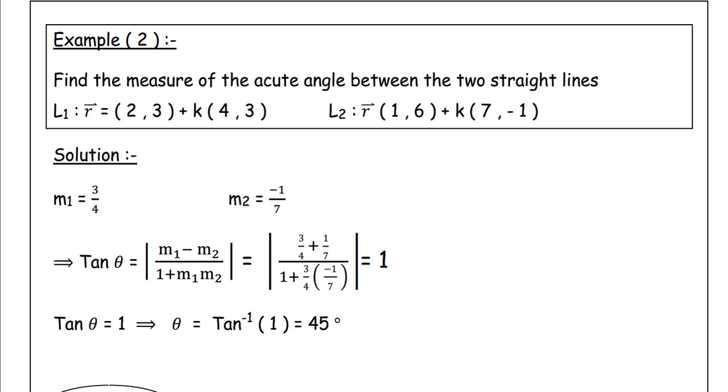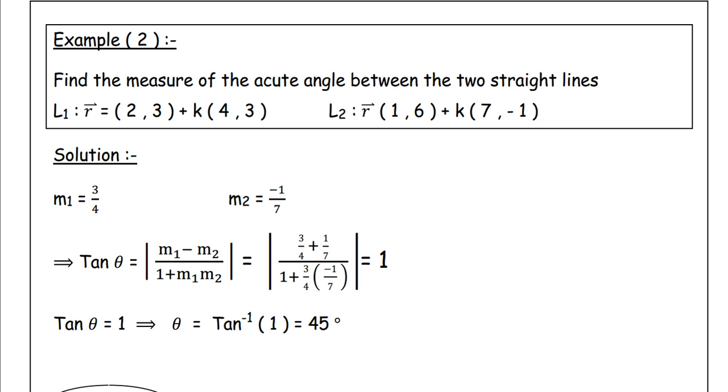So using the direction vector, we can get the slope. So how can we get the slope? To get the slope, b over a. So what is b over a? b over a is negative 1 over 7. So I have now m1, it is 3 over 4. I have m2, it is negative 1 over 7.